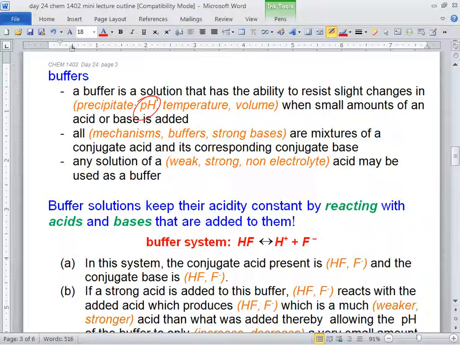All blanks, Kenneth, how would you guess this one? All buffers are mixtures of a conjugate acid and its corresponding conjugate base. Buffers, exactly. A buffer has to have a conjugate acid in it and a conjugate base, otherwise it won't be able to resist changes in pH. Any solution of a blank acid may be used as a buffer. Steph.